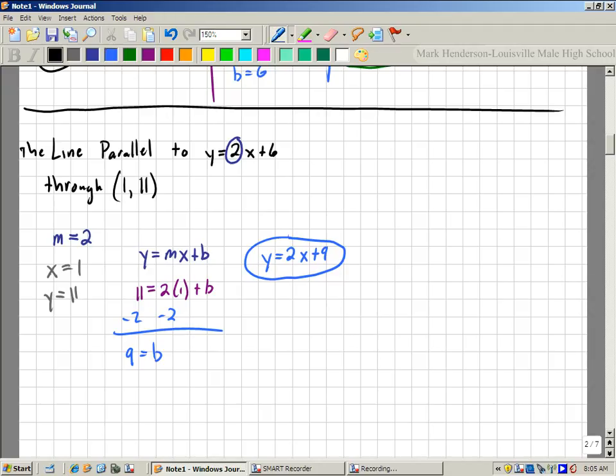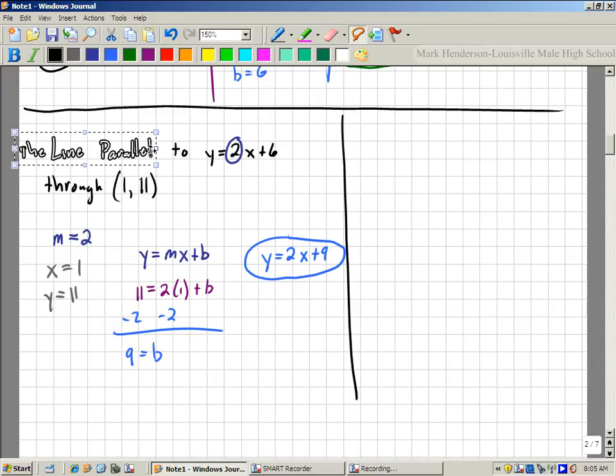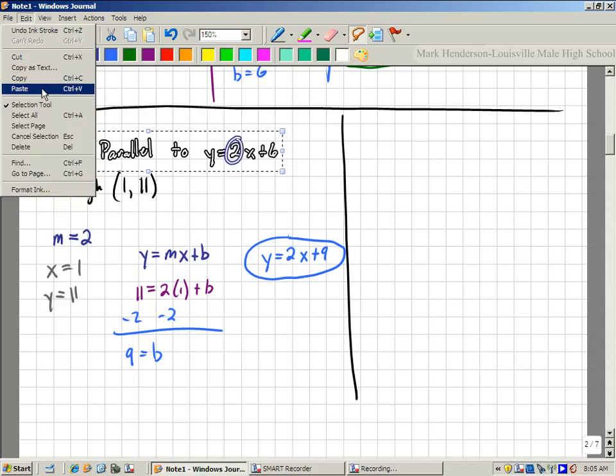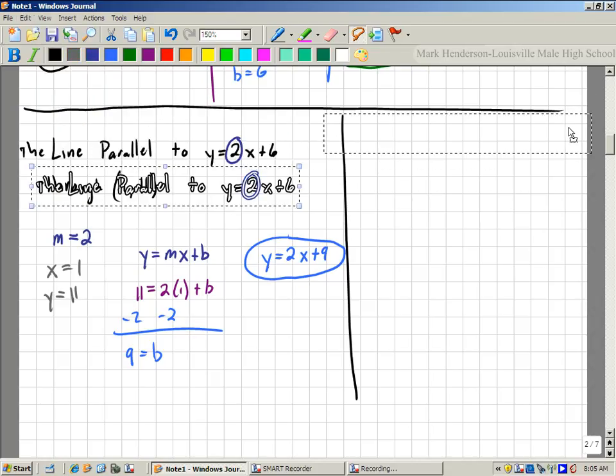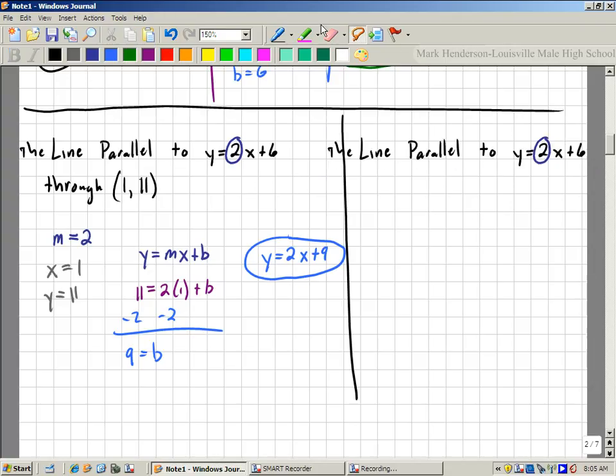But what would happen if I had this? What if I had the same equation, so the same stuff up here, with x-intercept of, let's just say, -2.